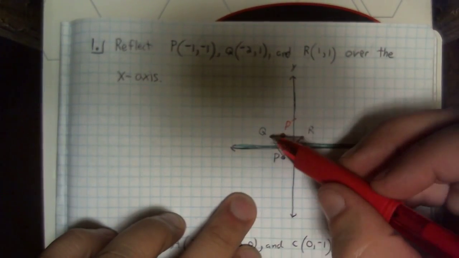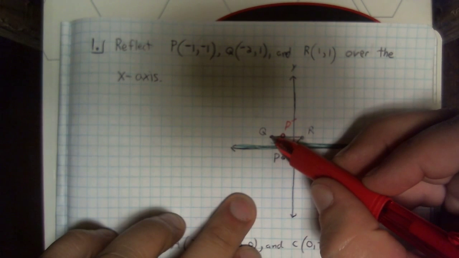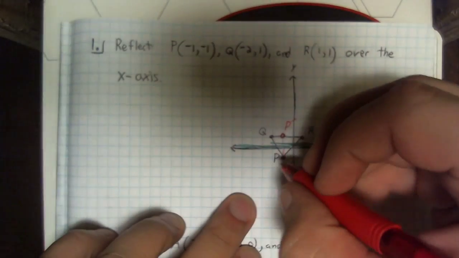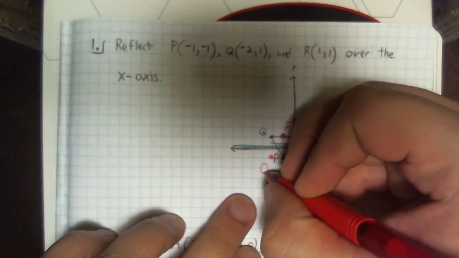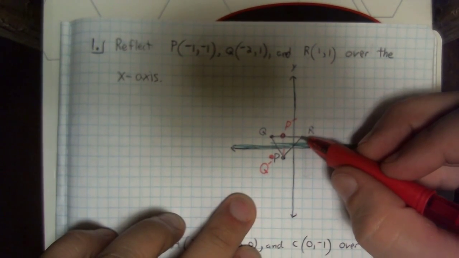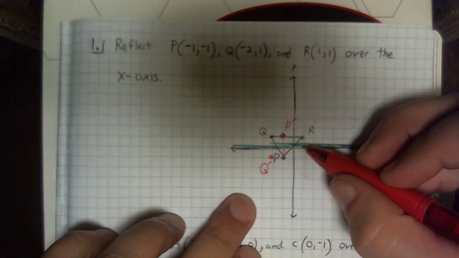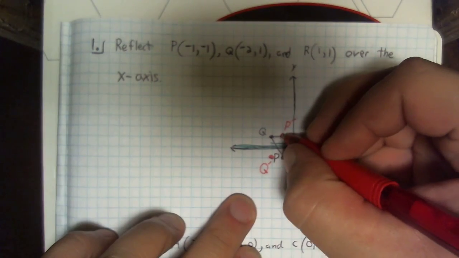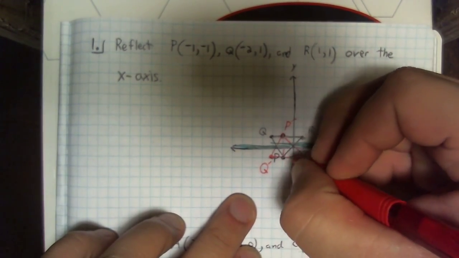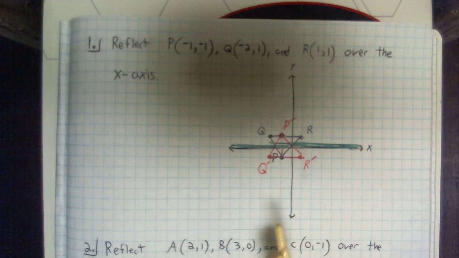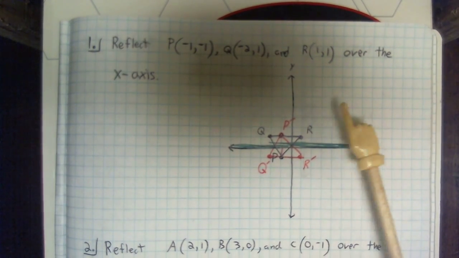Next one I check is Q. Alright, so here's my line of reflection. Q is right here. It's also only 1 unit away, so to go on the other side of our line of reflection, that's going to be Q prime. And our last point, R, again, it's only 1 unit away, so if I go across the line of reflection, we would be 1 unit below. That gives us R prime. Connect all of my points, and there I have the reflection across the x-axis. Y-axis is very similar. The only difference is our points would be going from one side to another rather than up and down.